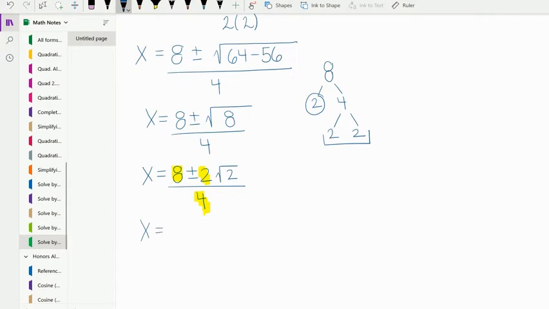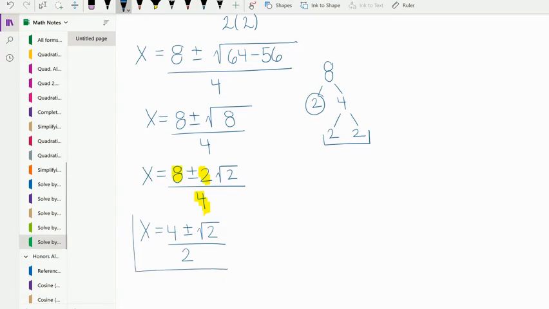So all 3 of these numbers have 2 in common. So if I do 8 divided by 2, I get 4. If I do 2 divided by 2, I get 1. Well, I don't really need to say 1 root 2. I could just say root 2. And 4 divided by 2 is 2. So this could be our final answer.